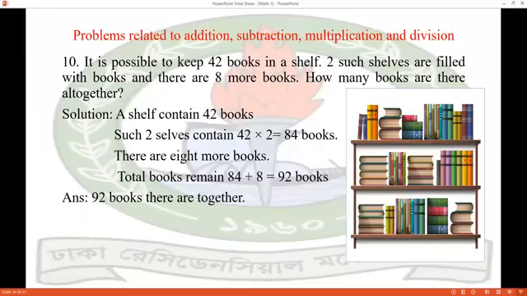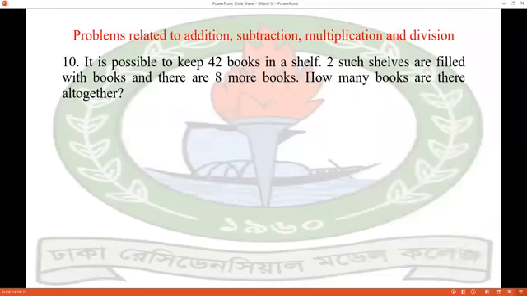So the solution is that a shelf contains 42 books. Two such shelves contain 42 into 2 equal to 84 books. There are 8 more books, so the total books is equal to 84 plus 8 is equal to 92 books. So the answer will be 92 books altogether. So the number 9.